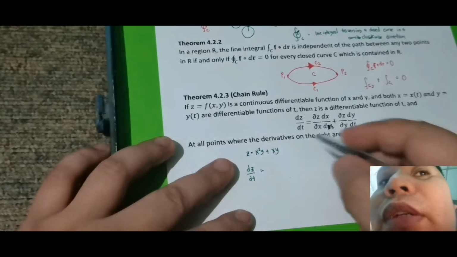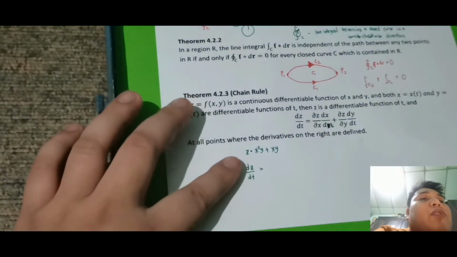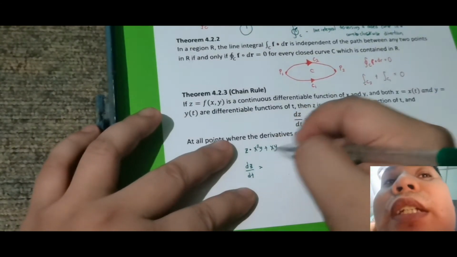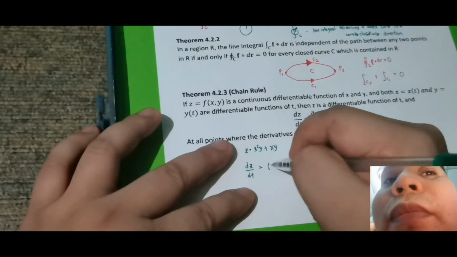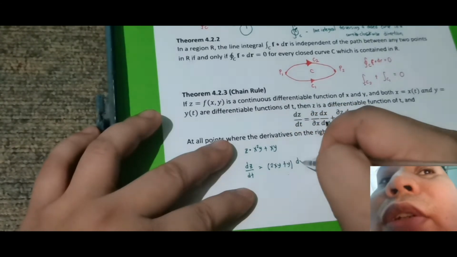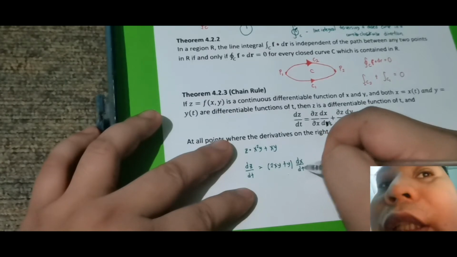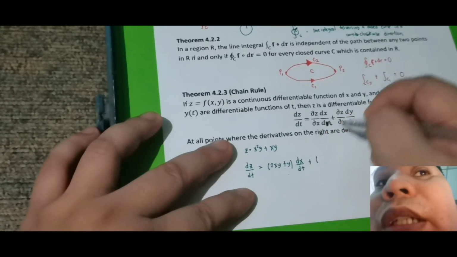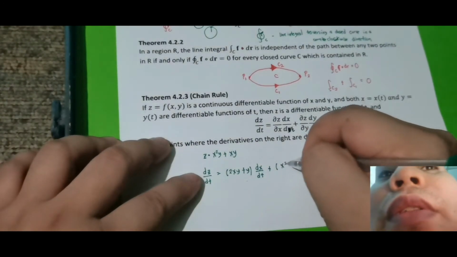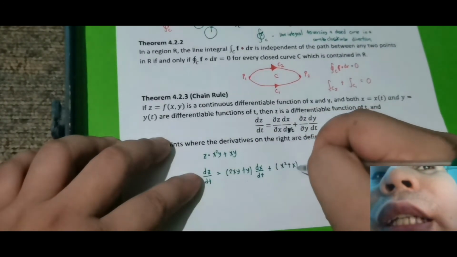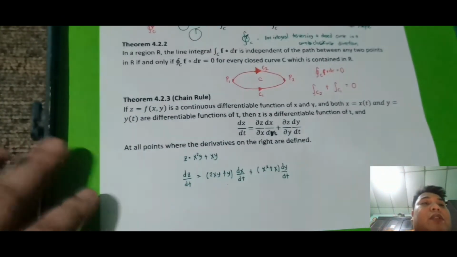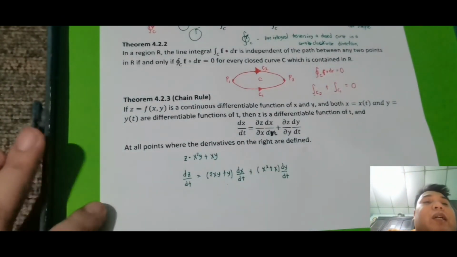So this is just equal lang sa partial derivative nung z with respect to x. Partial derivative nito is just 2xy plus y. Tapos lagay ko lang dito yung dx over dt. Then plus partial derivative of z with respect to y, so that is simply x squared plus x, then this is dy/dt. Okay, so ganun siya kasimple. So ayan lang kanyang pinaka chain rule.